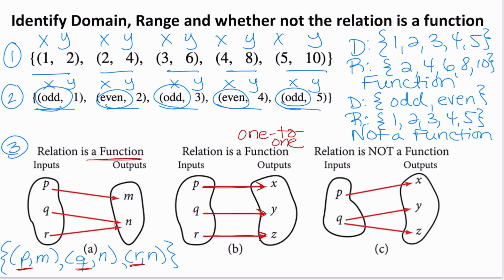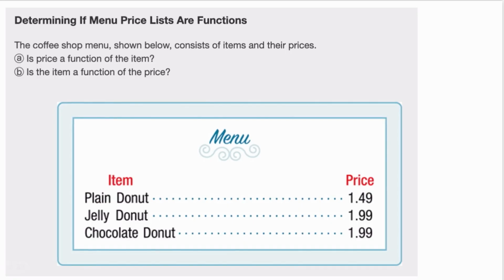And then finally, in the last one for part C, notice we have P, X, and then we have Q going with Y and Q going with Z. So if I had to write these out as ordered pairs, I have P, X, I have Q, Y, and I have Q, Z. So notice that because the Q's repeat, this is not a function at all. Once a relation is not a function, there's no way it can be a one-to-one function.